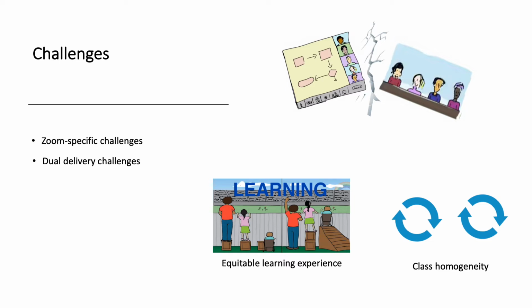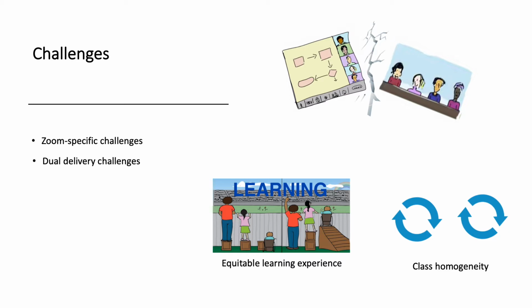You are talking to your in-person students, you're giving them a specific set of instructions that works for them, and then you're turning to your Zoom students and you're giving them another set of instructions so that they can carry out the same activity. And so this really limits peer teaching opportunities and it takes away from the collaborative and interactive aspect of the class.